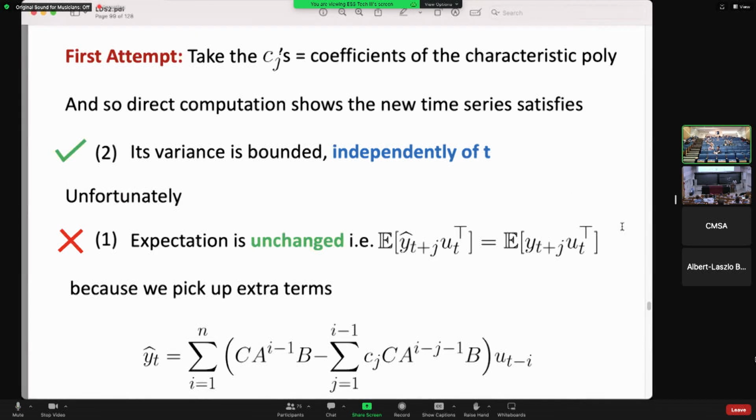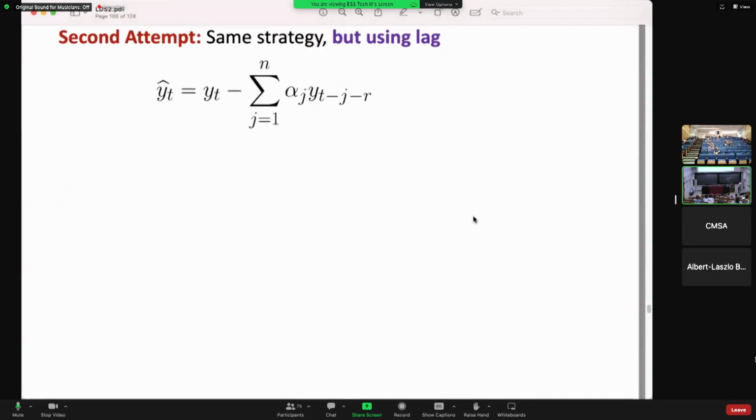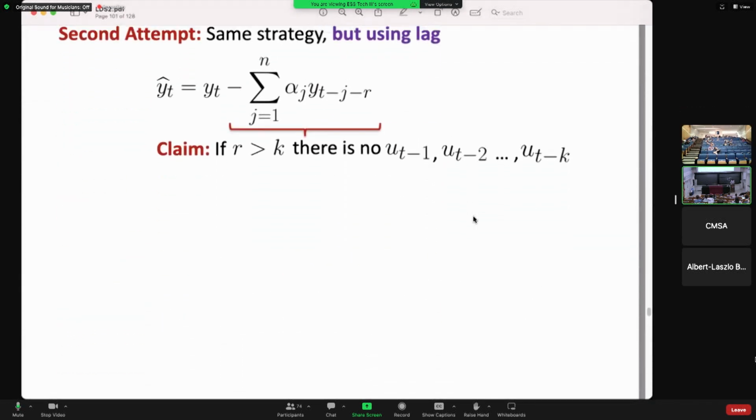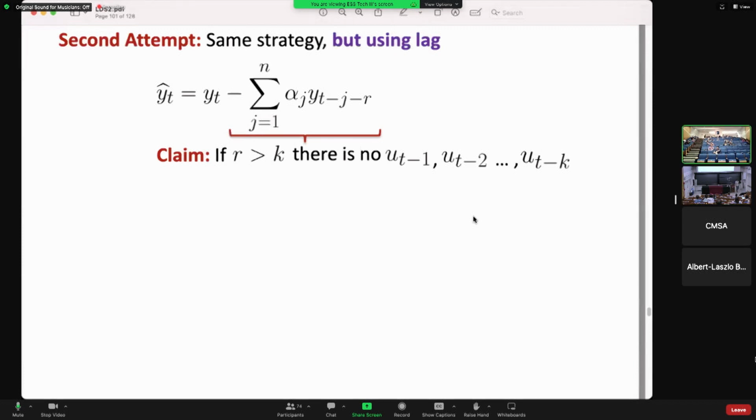So let's fix it. It turns out there's a pretty simple way to fix it. So the second attempt for how to fix it is that all you have to do is you use time lag. So who says you should cancel yt using yt minus 1, yt minus 2, and so on? Maybe just wait a little bit. So here I'm trying to cancel yt, but using only things that are yt minus r and further back. And so the crucial thing is that if you expand this expression out using the same tricks I gave you before, none of those other UTs are going to show up there, so I don't actually contaminate the expectation.